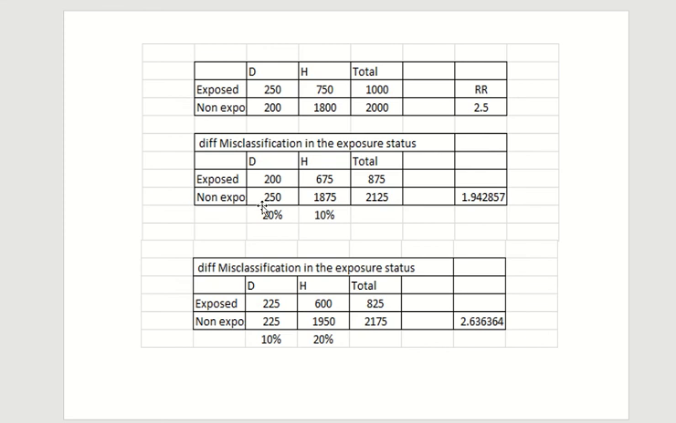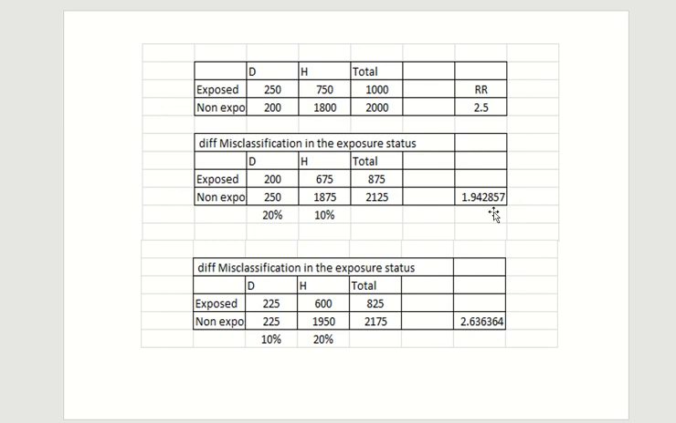I'm still making 20% error in the disease status. I mean, among those that get the outcome, so I remove 50 and put them below, that's 20%. However, in the healthy, my mistake is actually lower than that. It's 10%. And therefore, since the rate of mistake removing from the exposed and putting them in the non-exposed is not 20% and 20%, rather it's 20 and 10, then we talk about differential misclassification.